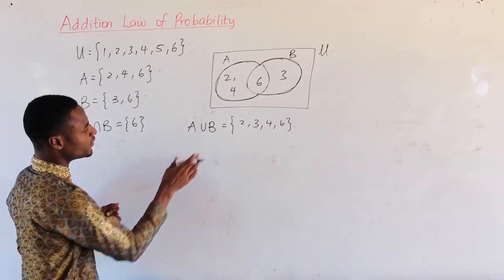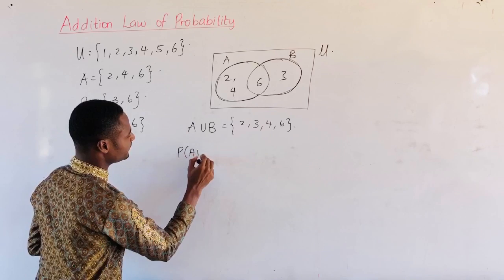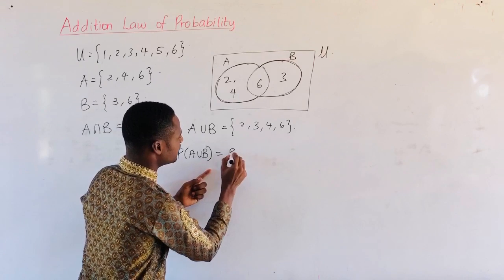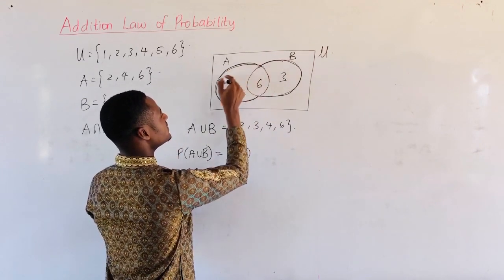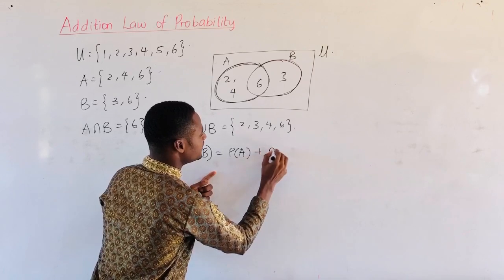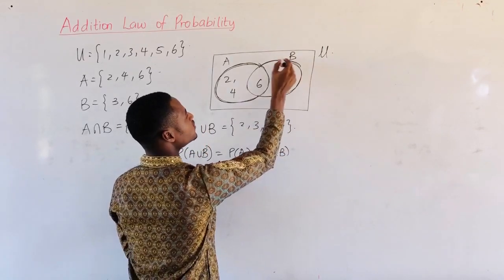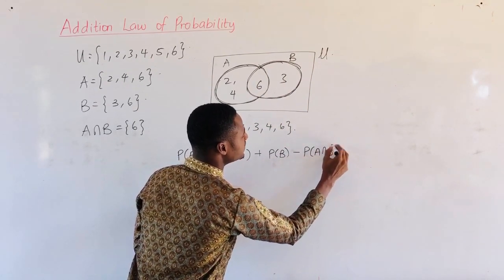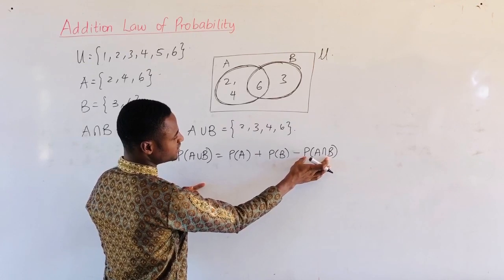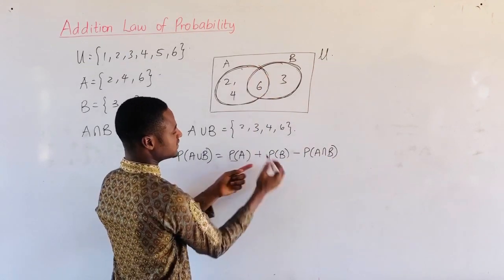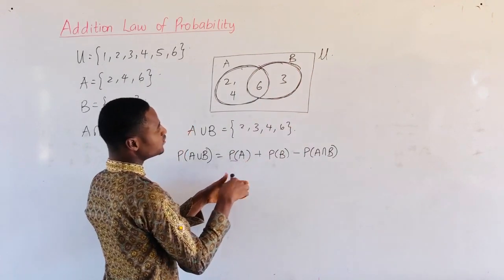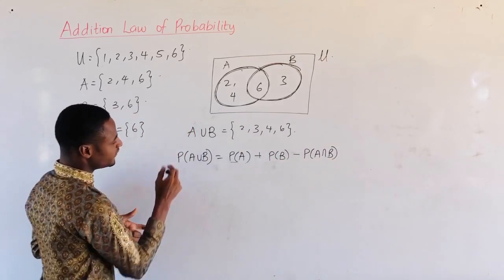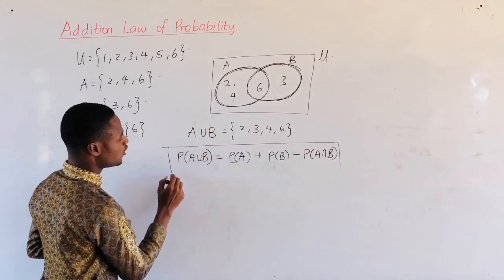Now, in finding the probability of A union B, we will say that the probability of A union B is the probability of A, which is this set, plus the probability of B, which is also this set, minus the probability of A intersection B. Now we are subtracting A intersection B because within this one we have 6. Within this one we have 6 again. So the 6 is repeated. Therefore we subtract it to avoid double counting. This is called the addition law of probability.